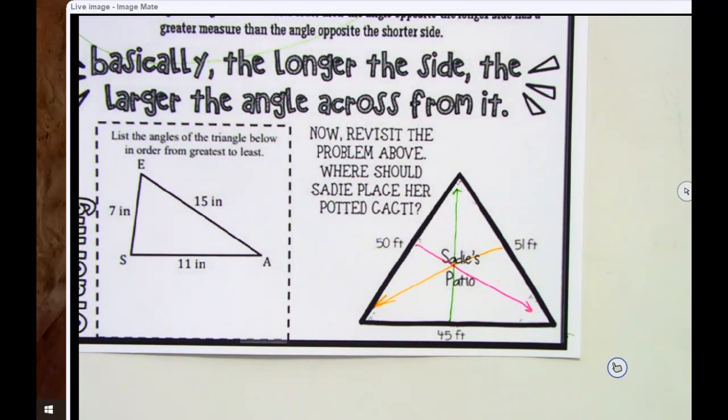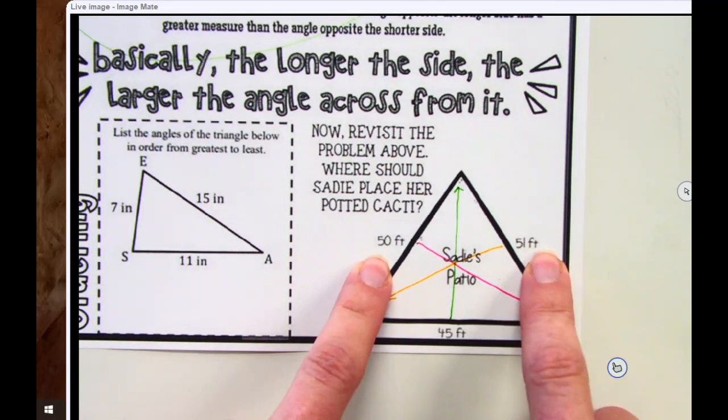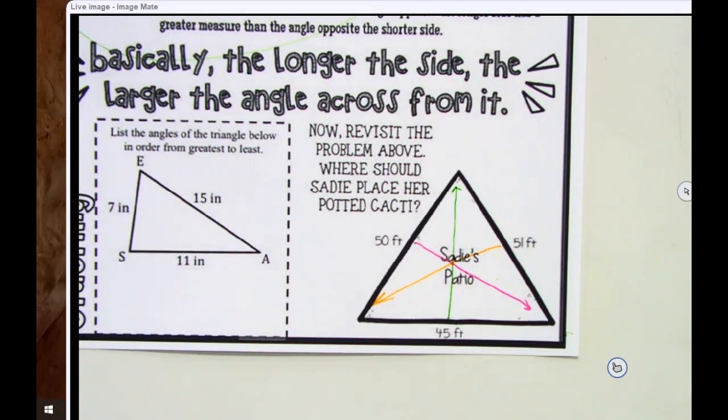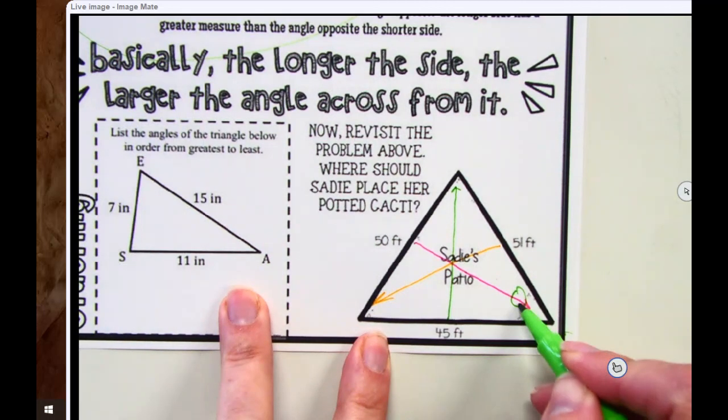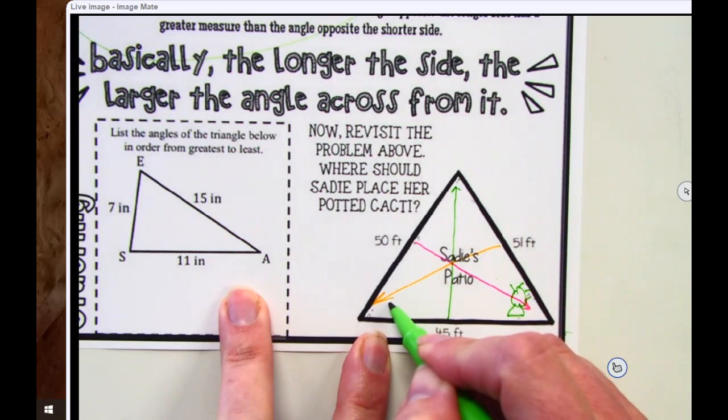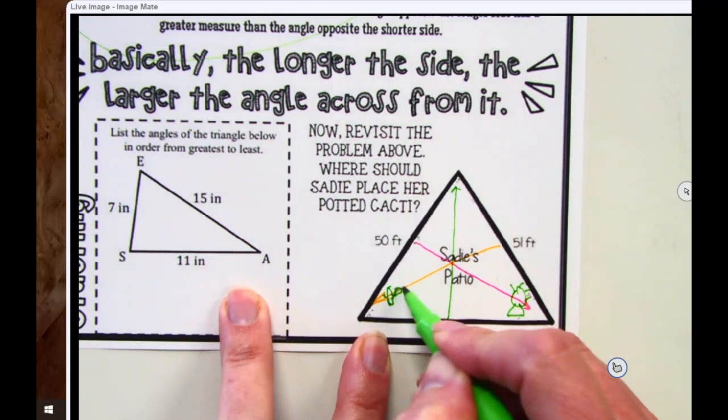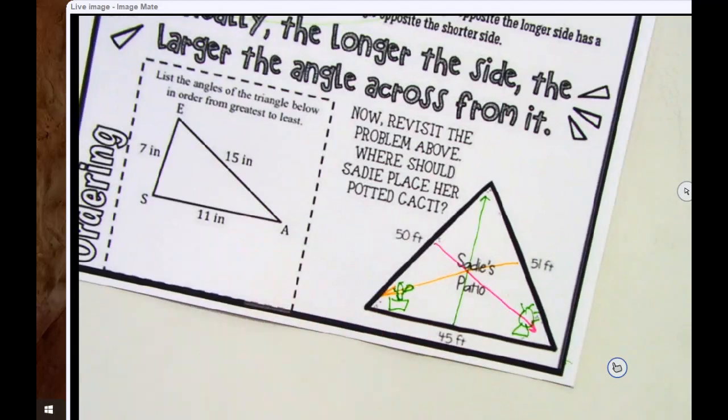So if we want to put those cacti in the 2 biggest corners, all I have to look for are the 2 biggest sides, right? Which would be what? The bottom left. 50 and 51. So that would be a cactus in this corner. There's a little pokey cactus in its pot. And then this corner too. Pokey cactus over here in this corner. So that's pretty dang friendly, isn't it? So the bigger the side, the bigger angle across from it.